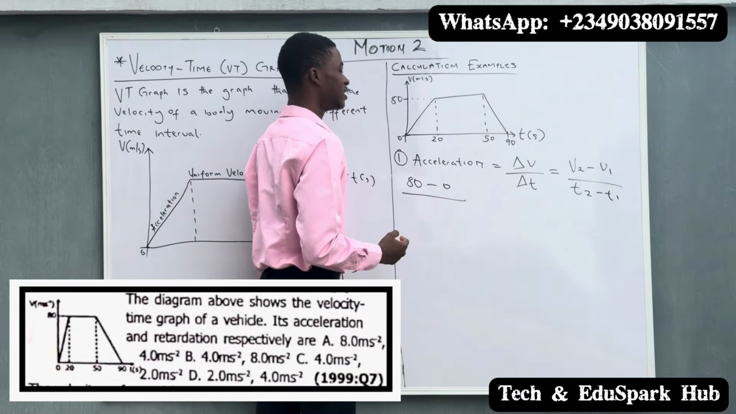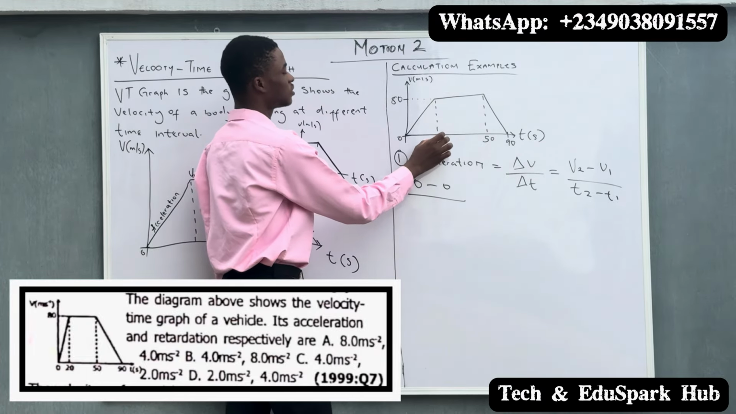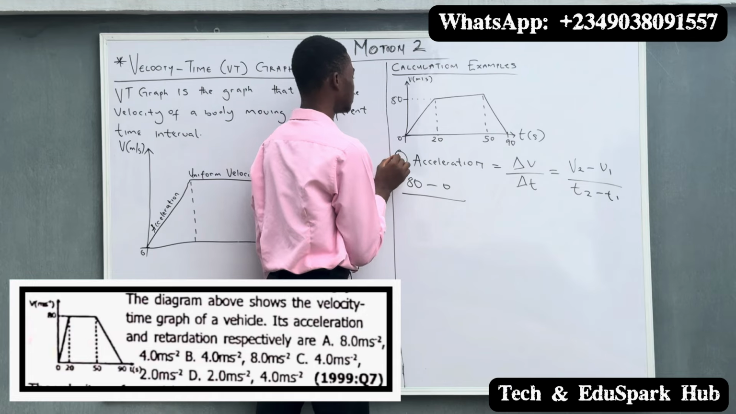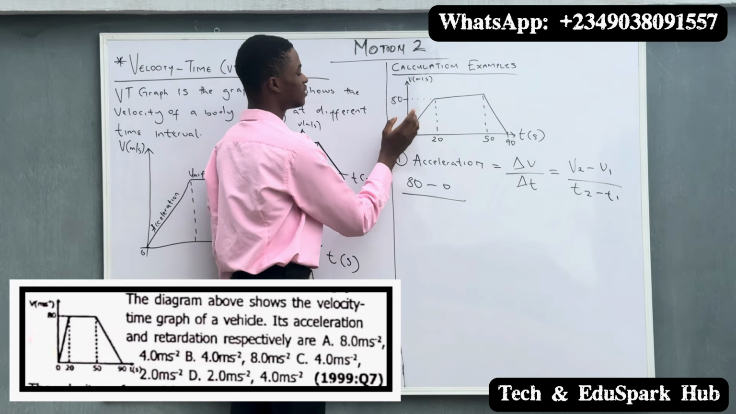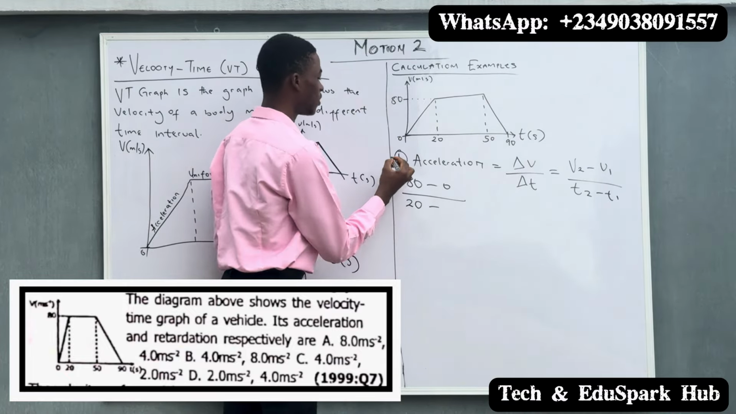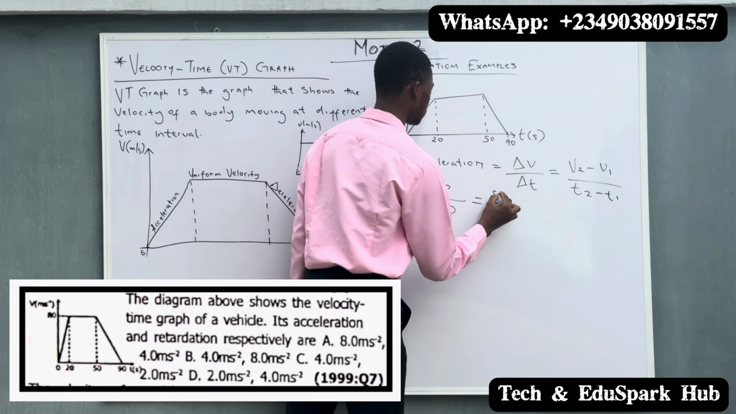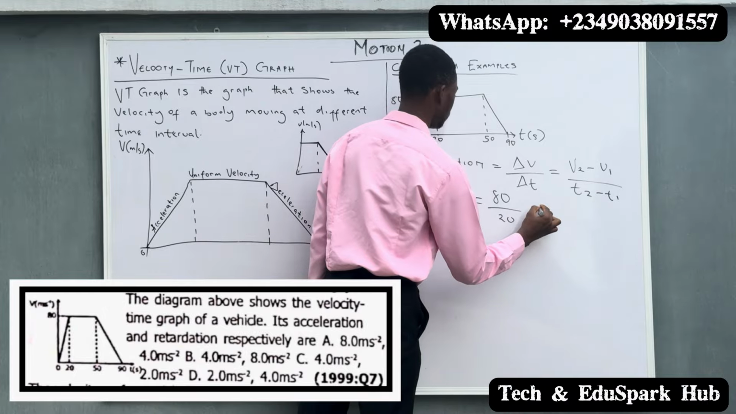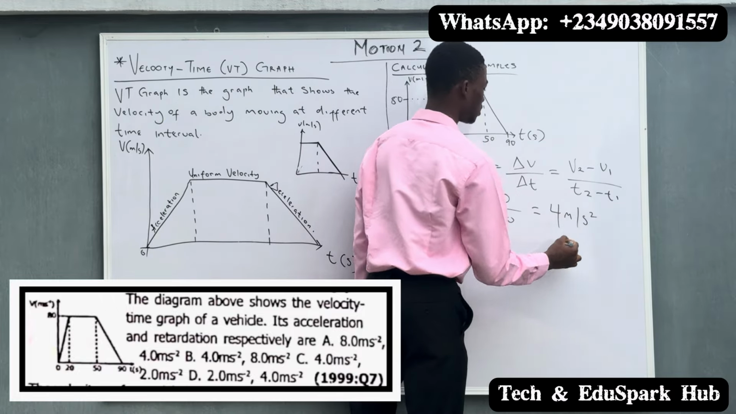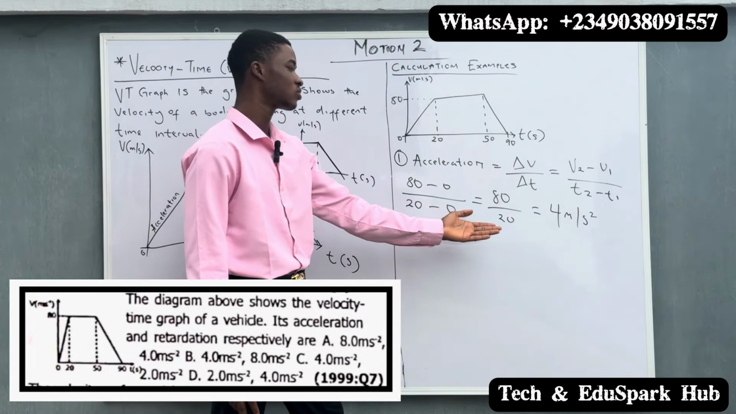So T2 is the time it takes for the body to stop accelerating. So it takes what? 20 seconds, because this is the point. So 20 seconds is our T2. While our T1, the moment that the body starts accelerating, is what? 0 seconds. So we have our T2 equal to 20 minus T1, which is 0 seconds. So our acceleration will be given as what? 80 divided by 20, which is equal to what? We have 4 meter per second square. So this is our acceleration for this velocity time graph. 4 meter per second square is correct.